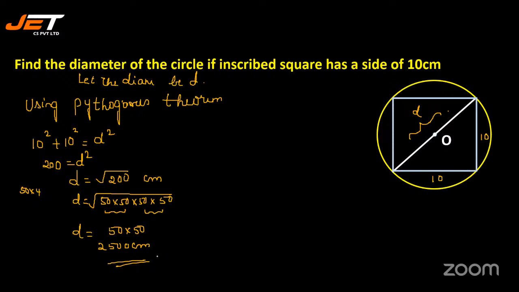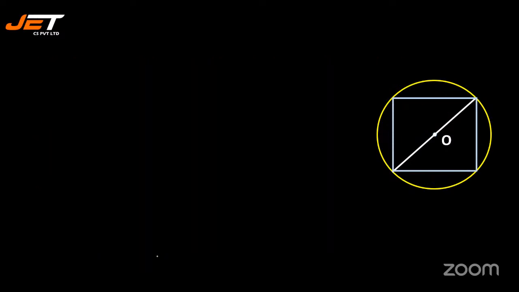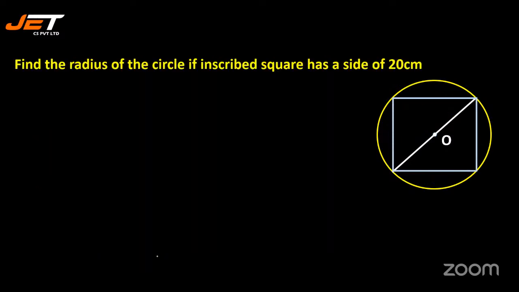Okay. So quickly you can take this down if you have not done it, or if you're not getting this answer. All right. So now let's move on to the next question. Find the radius of the circle if the inscribed square has a side of 20 centimeter. Okay. So again, we are going to assume this to be D. This is 20. This is 20.